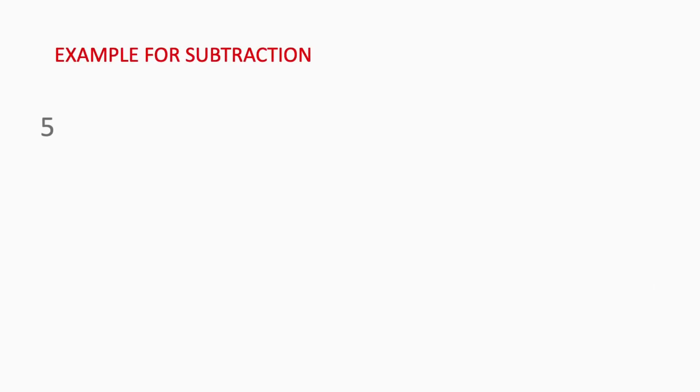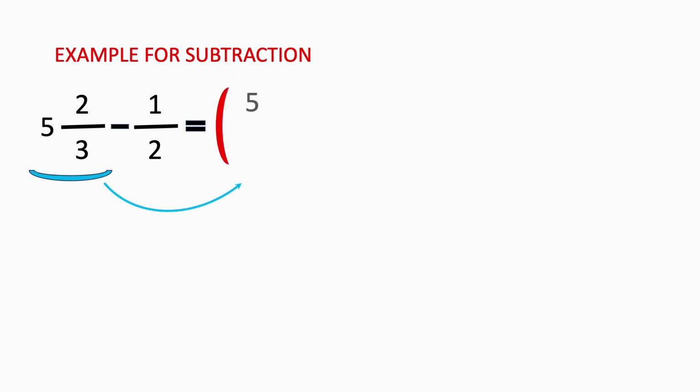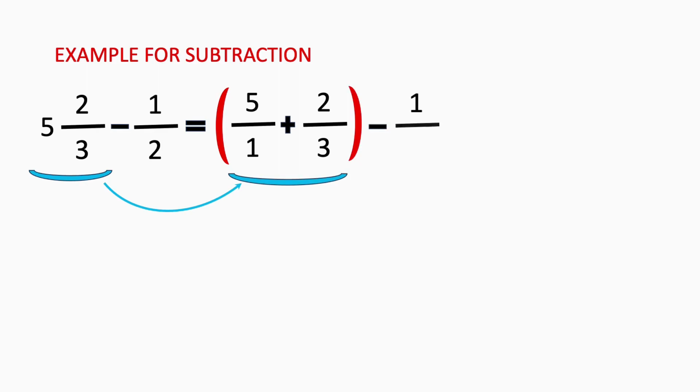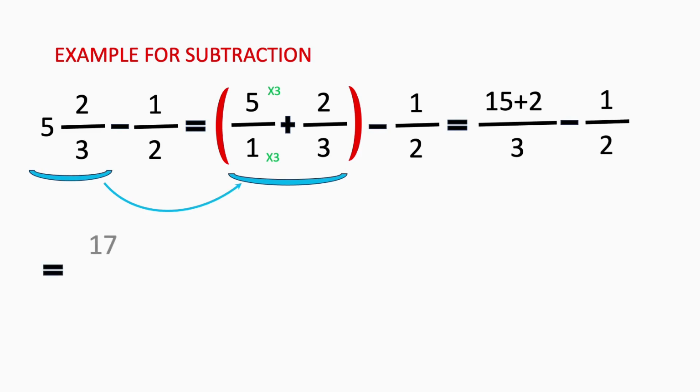For example, in order to see how to calculate mixed numbers, I have considered one of the fractions as a mixed number. First, we convert the mixed number into a fraction like this. 5 and 2 over 3 is equal to 5 over 1 plus 2 over 3. Now, as we said about the sum of fractions, we find the common denominator between these two fractions, which is 3. And the fraction will be like this, 17 over 3.